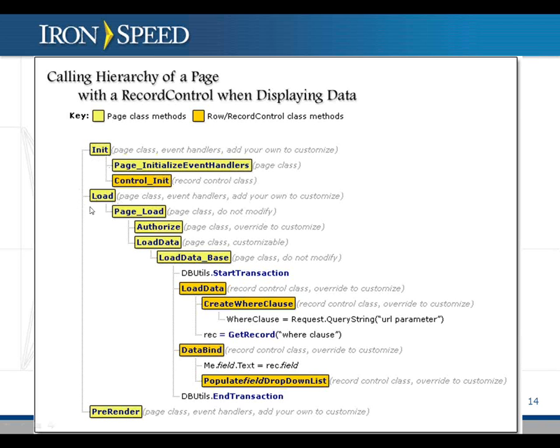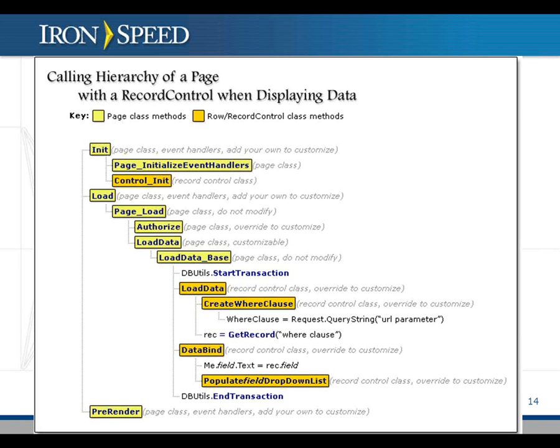Then the page will call the page's load routine. And part of load handles authorize, which, if you want to manipulate IronSpeed security to make it behave differently, you can do that. You can override authorize if you'd like and change the security or bypass the security altogether. Once authorize successfully validates that this user is allowed to be on a certain page, this is all page level stuff, then the page calls the load data.